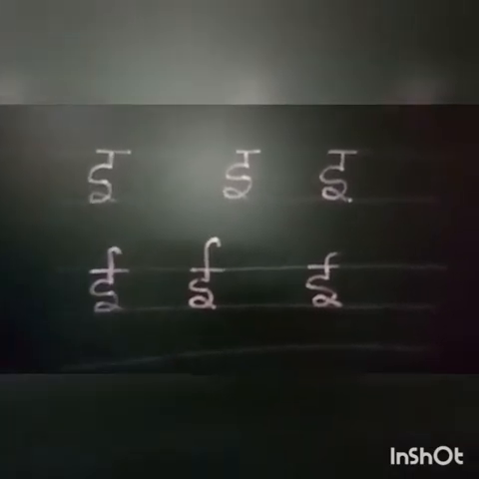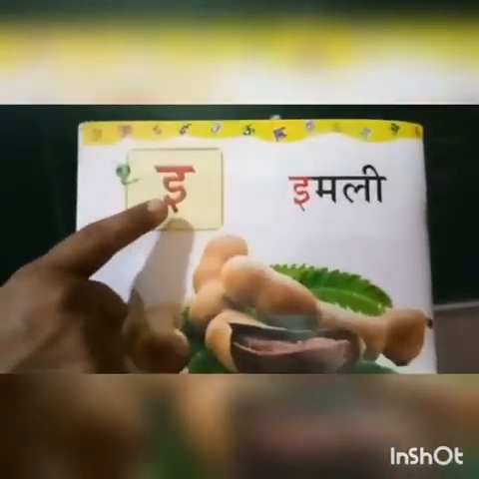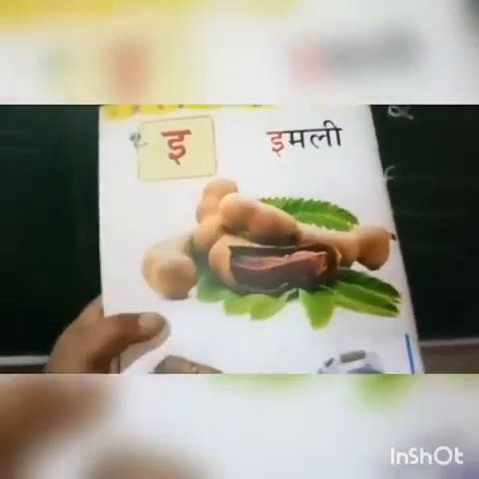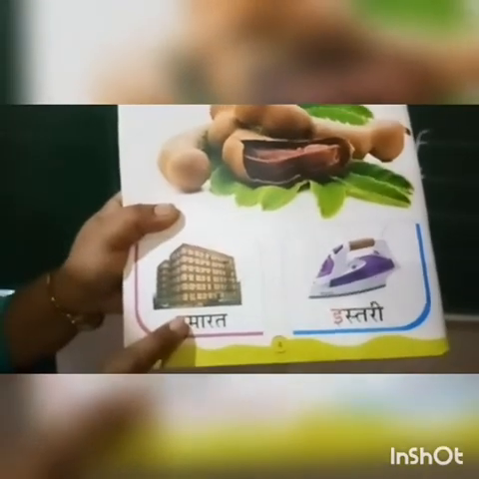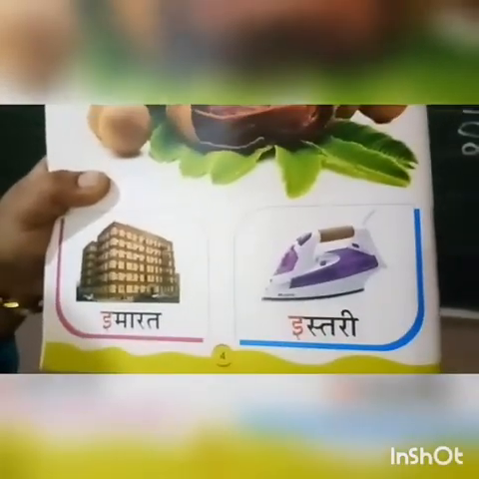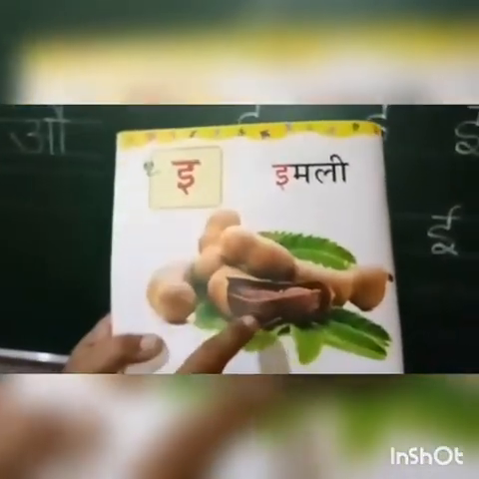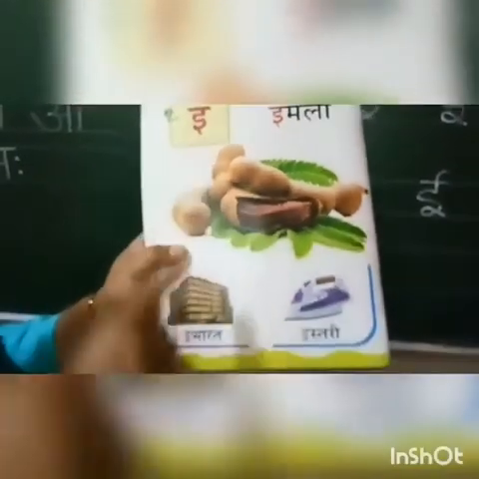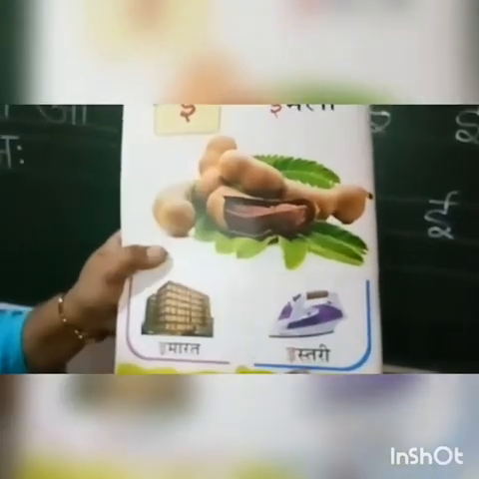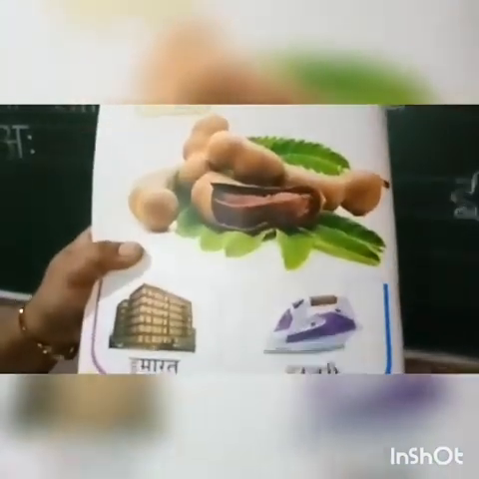You can open page number 4. Okay, this is your textbook, page number 4. So this is letter E. E say imali. Imali yani tamarind. E say imarat. Imarat means building. I say istri. Istri yani iron box. Okay, once again, E say imali, tamarind. E say imarat. Imarat yani building. E say istri. Istri yani iron box.